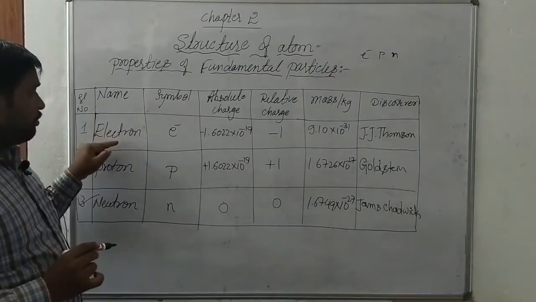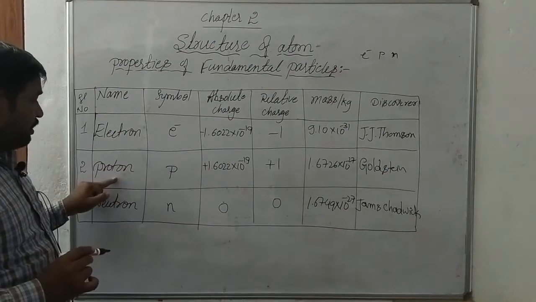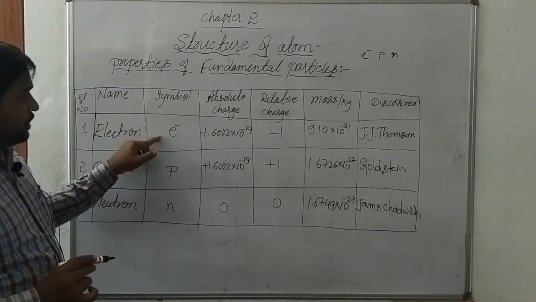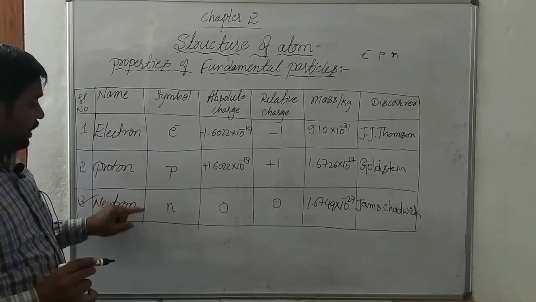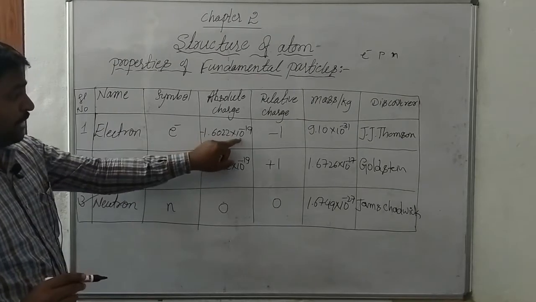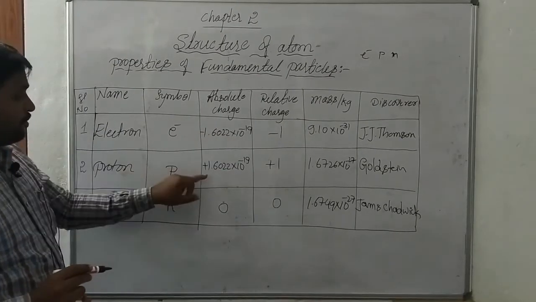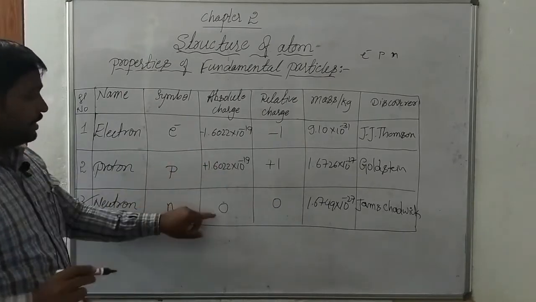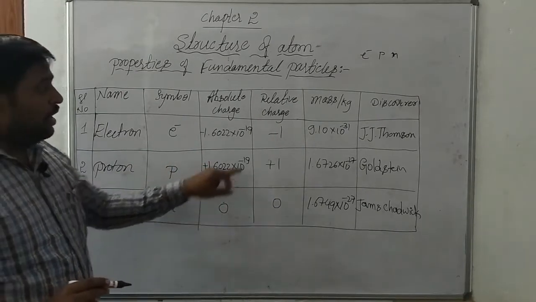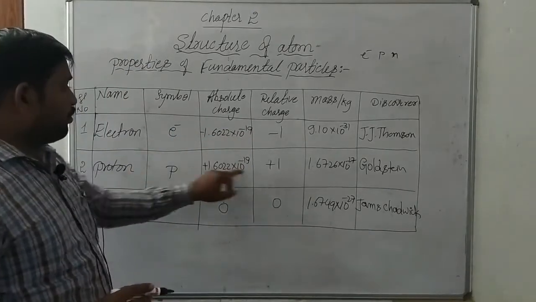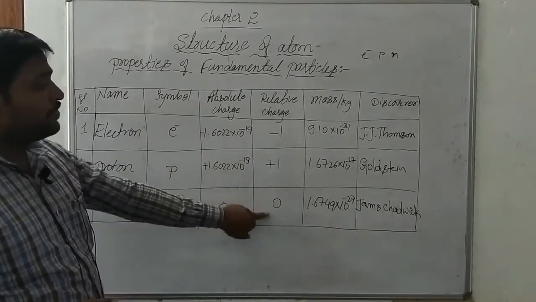The first fundamental particle is the electron, the second is the proton, and the third is the neutron. Their symbols are e minus, p, and n. The absolute charge of the electron is minus 1.6022 times 10 to the power of minus 19, and the proton's absolute charge is plus 1.6022 times 10 to the power of minus 19, and the neutron is uncharged. There is no charge for the neutron. The relative charge of the electron is minus 1, the proton is plus 1, and the neutron is 0.